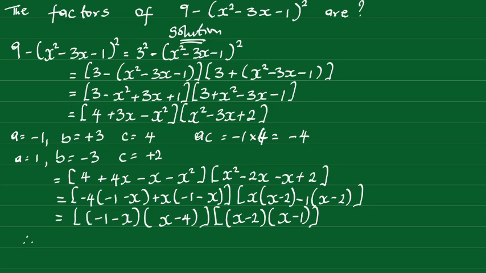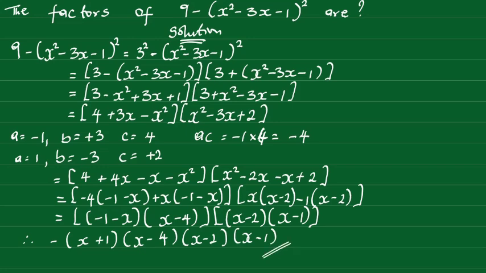Therefore, we have our answer to be minus, bracket open, x plus 1. That's my first bracket. Then second bracket, we have bracket open, x minus 4, bracket close. From our second bracket, we have bracket open, x minus 2, bracket close, bracket open, x minus 1, bracket close. That's our final answer.